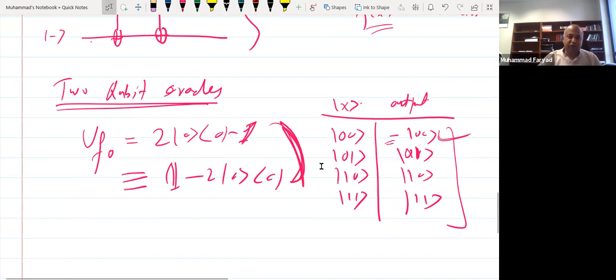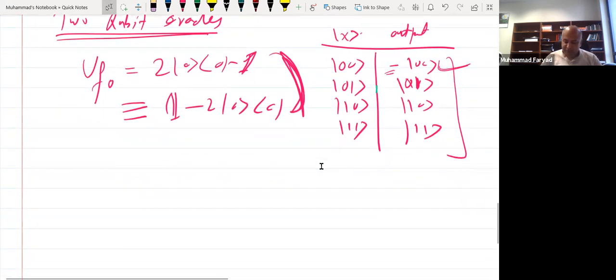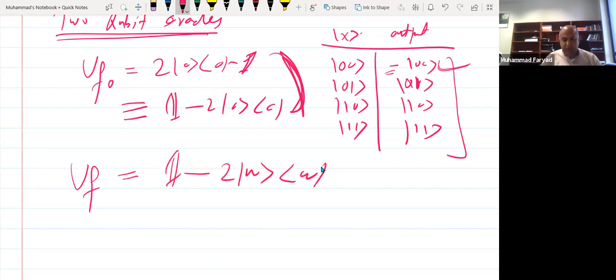But we also require an oracle, for example, for UF. If you recall, UF was identity minus this W state, where W was our solution state that this Grover oracle should be able to mark. If, for example, this 0, 1, 0 state is your solution state, this is the index that is the answer to the search problem.